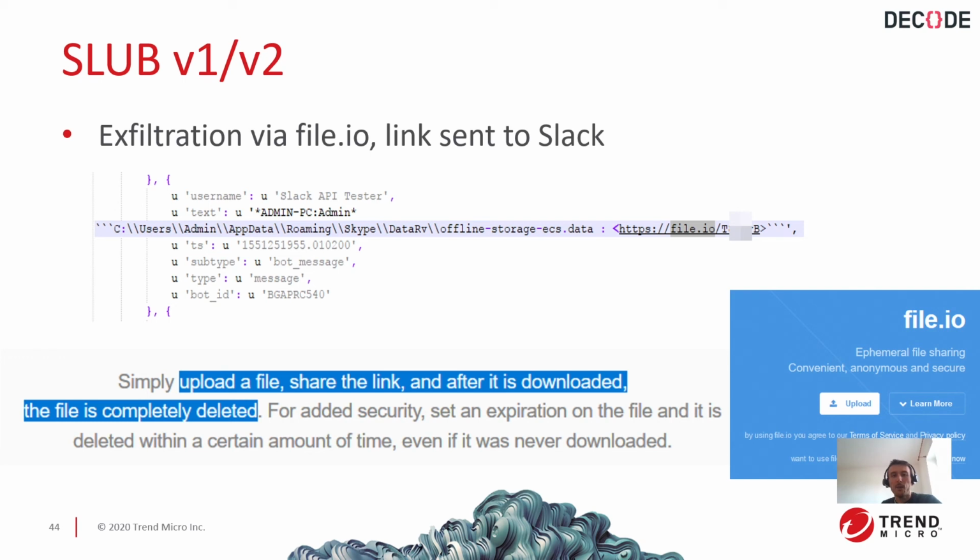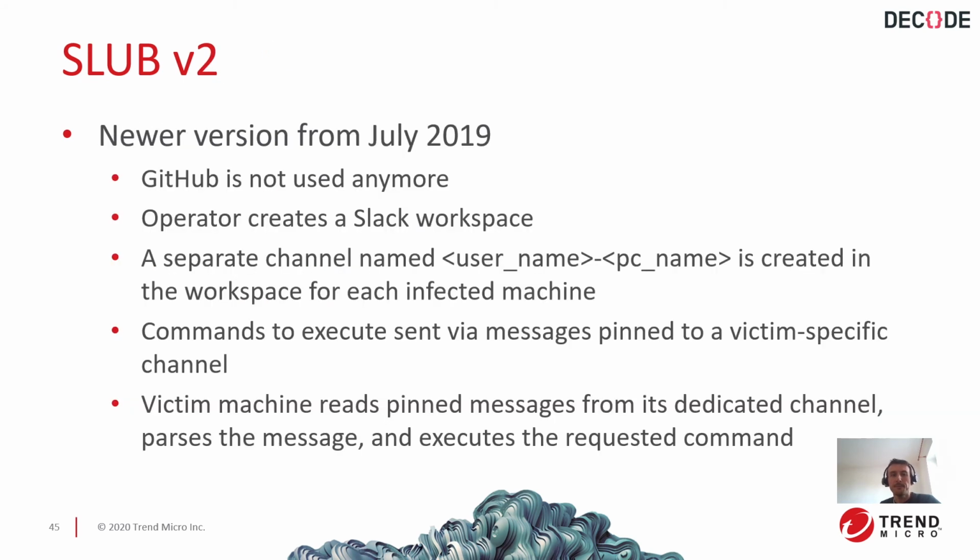Exfiltration to File.io is also very useful for threat actors because the file gets uploaded, then the link gets generated, and they send the link to the Slack channel. File.io has one feature: when a file is downloaded just once, it gets automatically deleted.